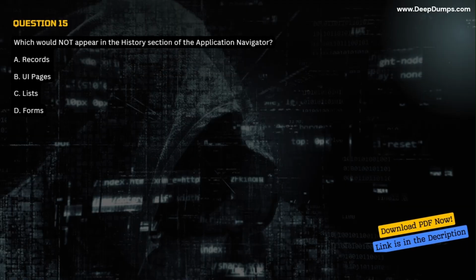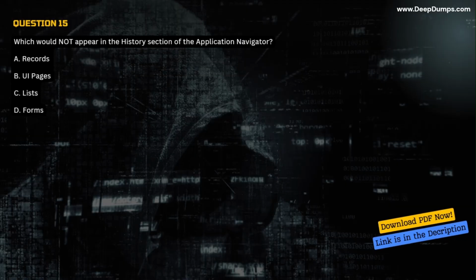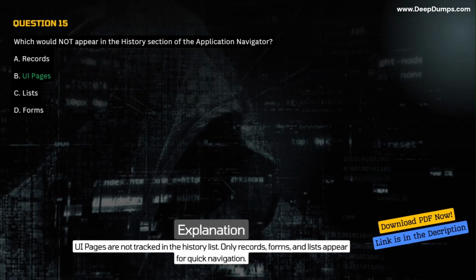Question 15. Which would not appear in the history section of the application navigator? A. Records. B. UI pages. C. Lists. D. Forms. Correct answer B, UI pages. Explanation: UI pages are not tracked in the history list. Only records, forms, and lists appear for quick navigation.